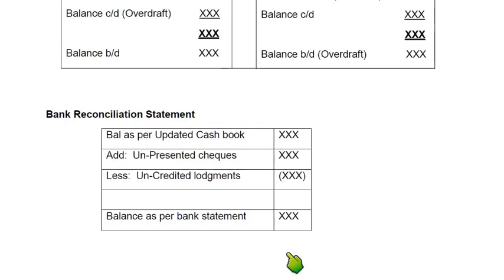Now we are using the reverse format. I would like to explain the rationale behind this reverse format. If the bank is saying your balance is balance as per bank statement, we are adding up this. This is not the correct balance. Why? Because this uncredited lodgement, what was it? I previously explained it to you. Uncredited lodgements is a check of the customer that we have deposited into the bank, but it is not yet being credited. Why has it not been credited? Because the check has not been cleared by the bank.